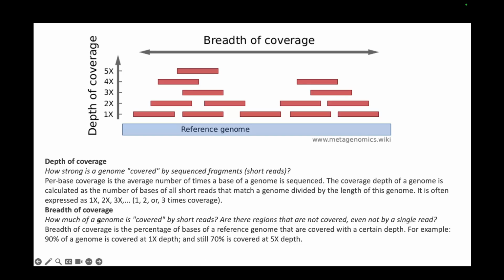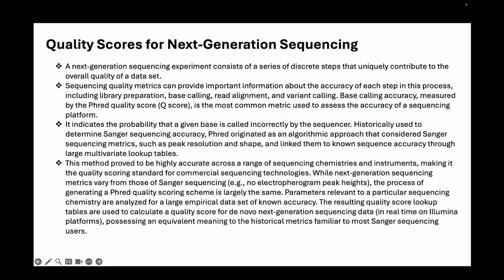And the breadth of the coverage is basically how much of the genome has been covered. Not a single region, but how much. Are there regions that are not covered even by a single read? So the breadth of the coverage is the percentage of bases of a reference genome that are covered with a certain depth. For example, 90% of the genome is covered at 1x depth, and still 70% is covered at 5x depth. And this is possible.